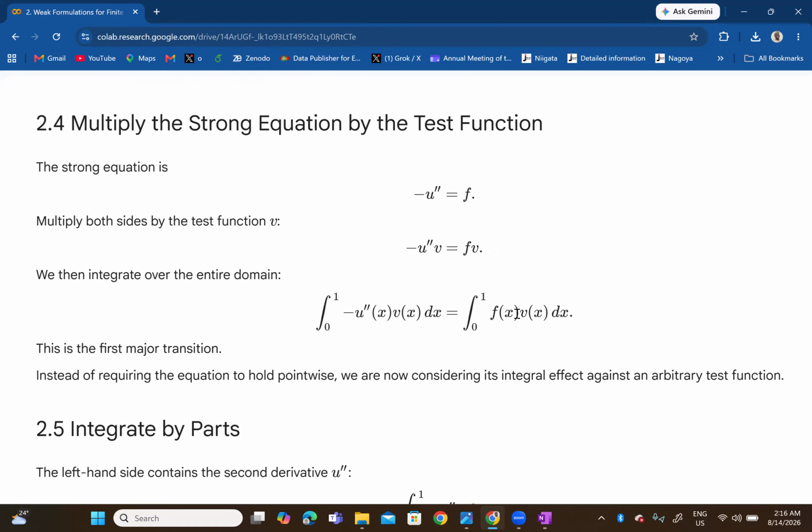Now, this is the first major transition happening here. We have a strong differential equation, then we get a test function v of x, and we multiply every part of the equation by that, and then integrate over the entire domain 0 to 1.